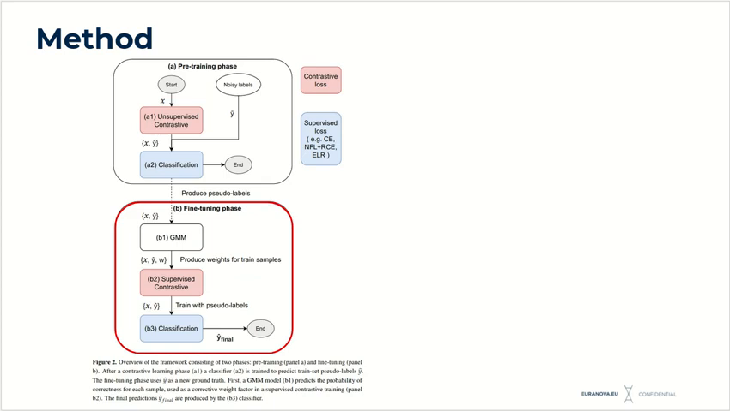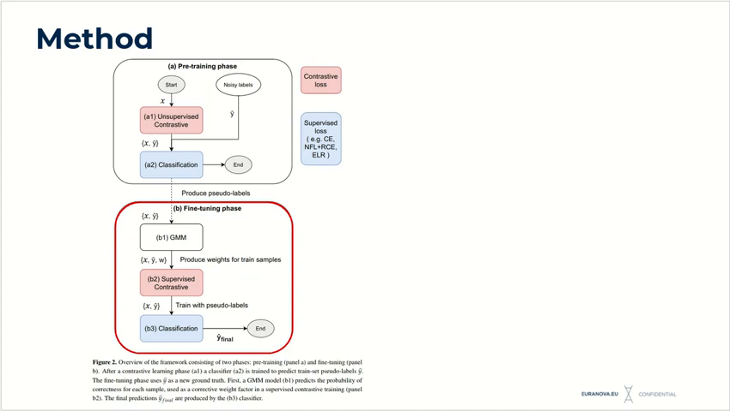The fine-tuning phase starts by using the small loss trick, that is, clustering the training set samples in two groups based on their loss value. The small loss samples are expected to be more correctly labeled than the high loss samples. The clustering is performed with a two components Gaussian mixture model, and we extract W, the probability of correctness, as the membership probability to the small loss cluster.